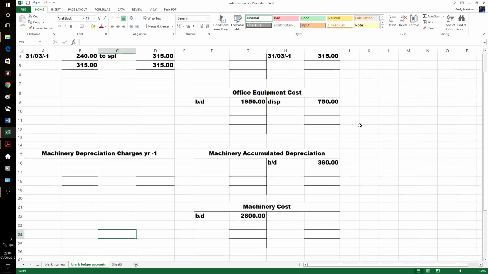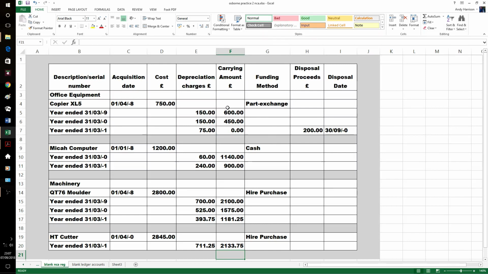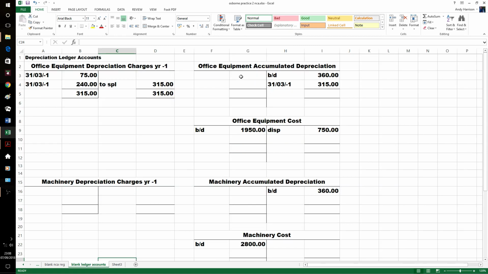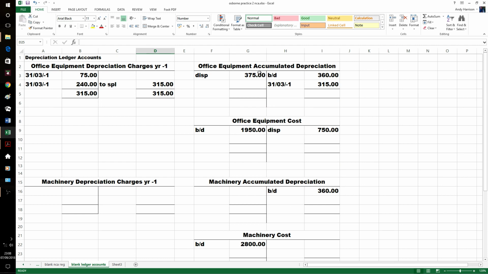Step 1 of disposals. Step 2 is to transfer its accumulated depreciation, and its accumulated depreciation at the point of disposal was 150 plus another 150 plus 75, 375. Step 2, transfer the accumulated depreciation into the disposals account. There we are. So its book value was in fact 375, half of that. That can now be balanced off. Brought down.